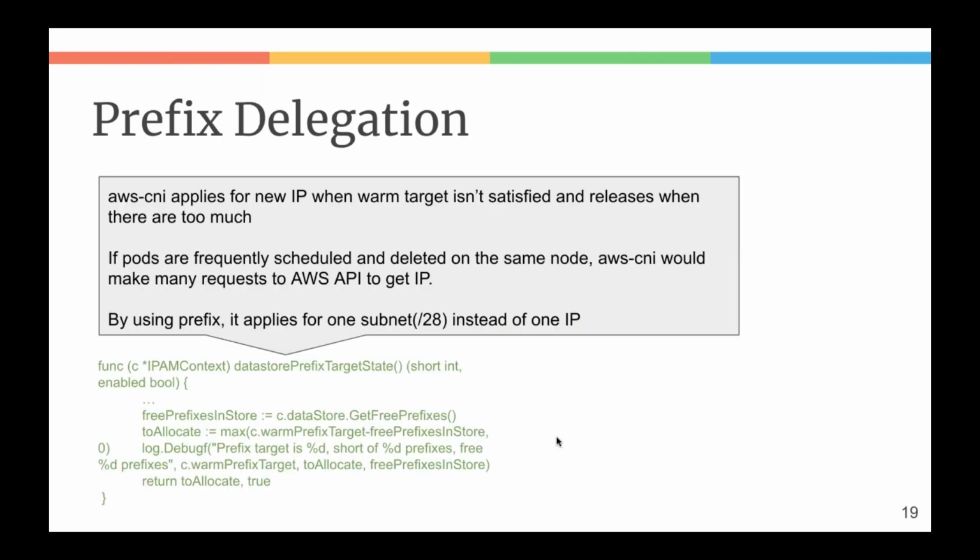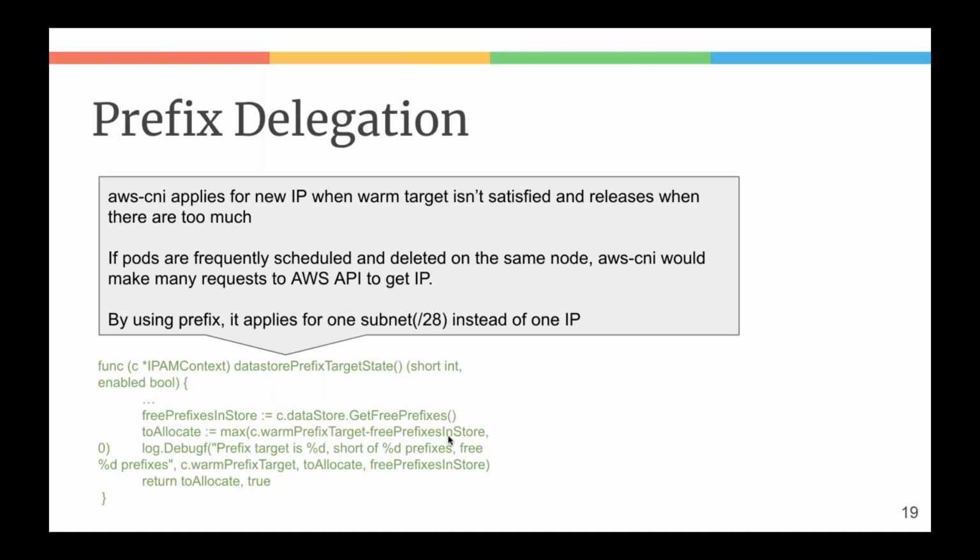The next is about why we got the EKS API limit issue. It is because of the behavior of the AWS app. From the source code, the AWS actually keeps a cache of the available IPs, which is based on the warm target you set. So it will try to get or release based on the actual in-use IP count.